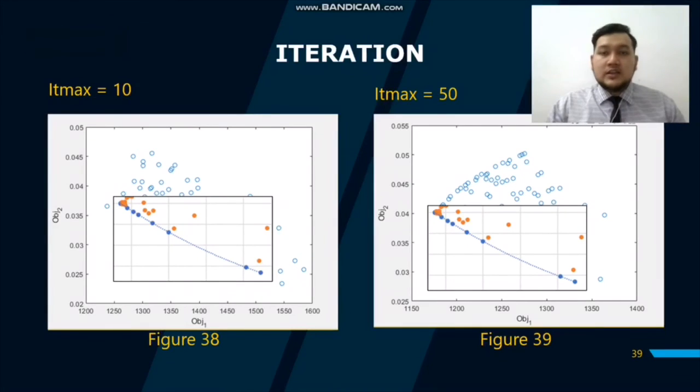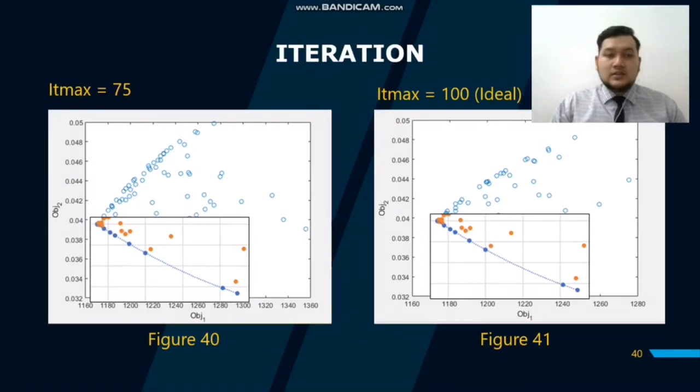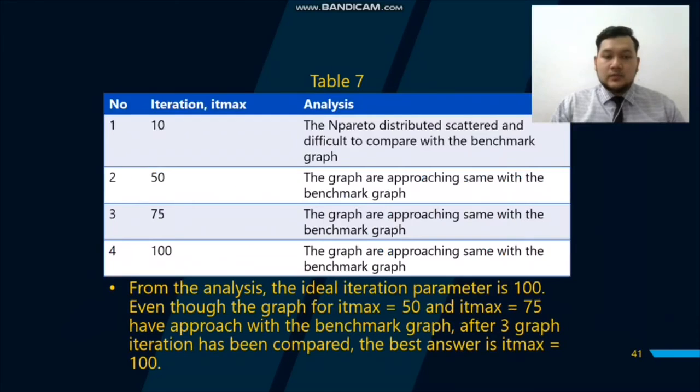Second, I will change the iteration parameter. There are 4 values that I set: first, itmax is equal to 10, second is 50, third is 75, and lastly is 100. From the analysis, the ideal iteration parameter is equal to 100. Even though the graphs for 50 iterations and 75 iterations approach the benchmark graph, after I compare the 3 graphs, which are 50, 75 and 100, the best answer is iteration equal to 100.